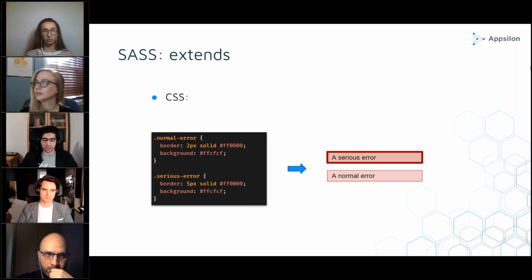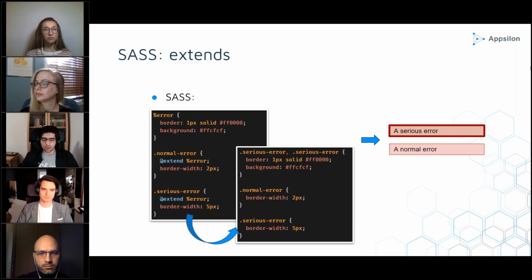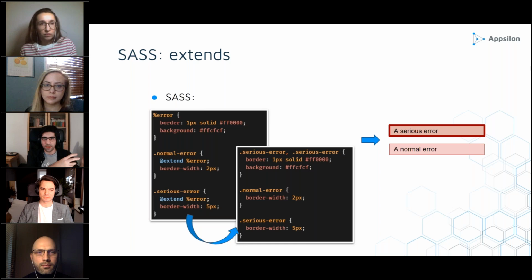By using extend, you can actually create a partial part of code by using the percentage as a marker for the name of that block of code. And you can then extend, for each element, the extend rule that you created, and the code will actually be copied into that selector. So this means that you can reuse parts of styling that you use very often by simply extracting them into a separate name that you can then reuse.